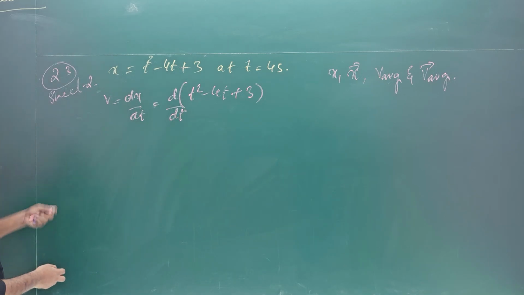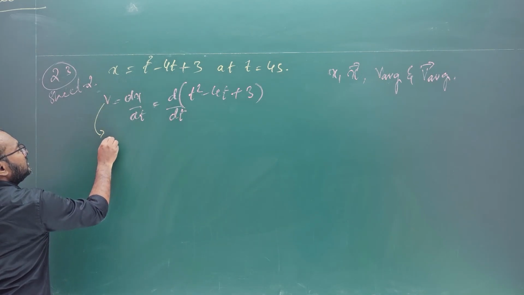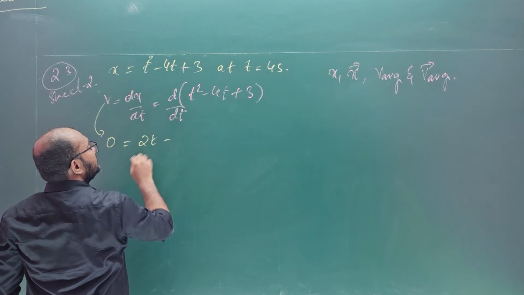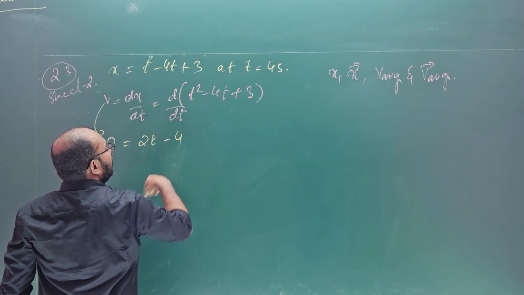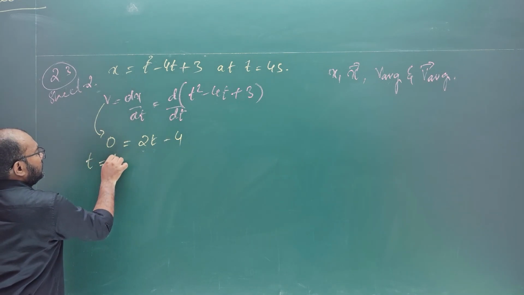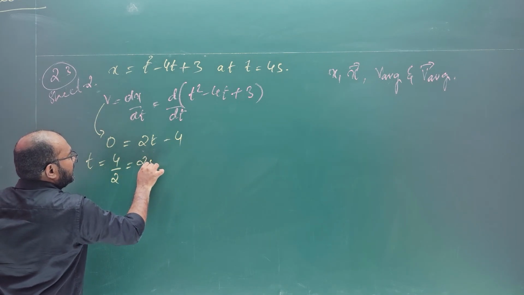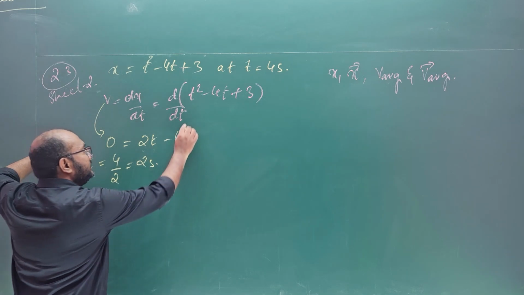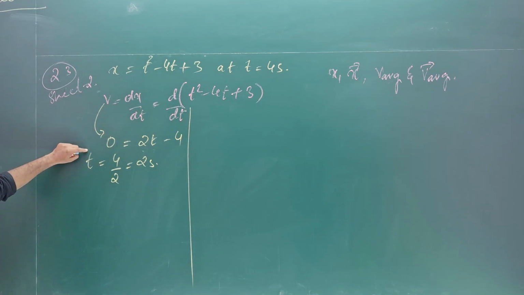So, we should consider velocity equal to how much? 0. So, 0 is equal to, after differentiating, 2t minus 4, or t is equal to 4 upon 2, that is 2 seconds. So, the body is getting velocity 0, definitely it will be turning back. Then, what is the next step? Substituting the values at 0 seconds, 2 seconds and the given 4 seconds.